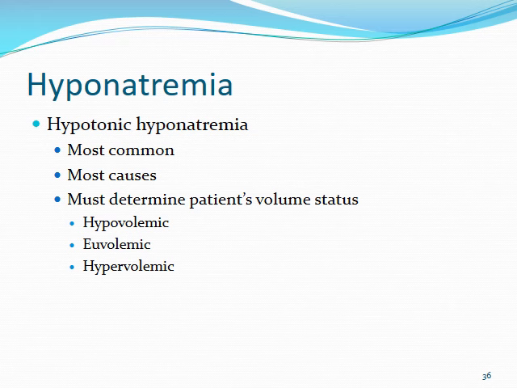Your hypotonic hyponatremia is typically going to be the most common and generally has the greatest number of causes. And so again, like we mentioned, when you have this happen, you want to look at the patient's volume status to figure out if they're hypovolemic, euvolemic, or hypervolemic, because the causes are very different depending on the fluid status of the patient.